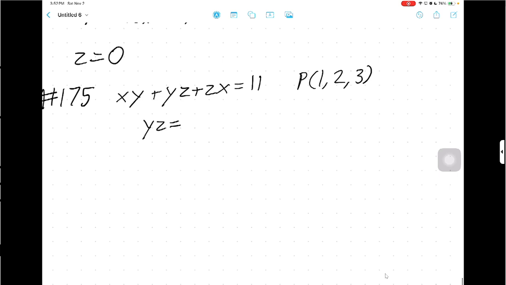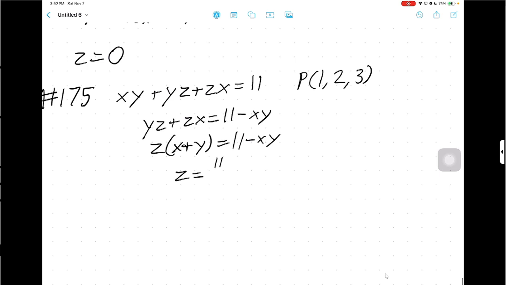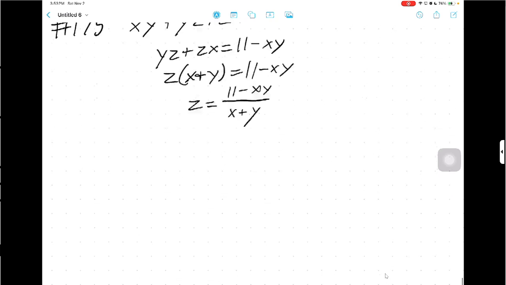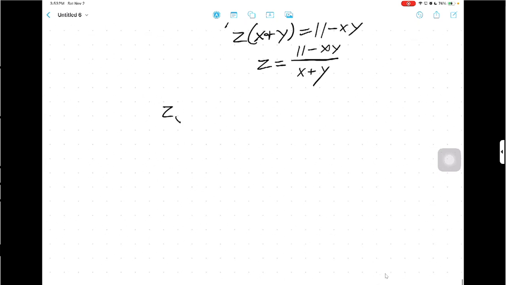So what I'm going to do is move the xy to the other side since it's the only thing that does not contain a z. Then I'm going to factor a z, and then divide both sides by x plus y. Like so. Now we're going to compute partial derivatives. This portion sucks because you have to do quotient rule, or product rule, but with f of x and 1 over g of x, as some people don't like quotient rule.